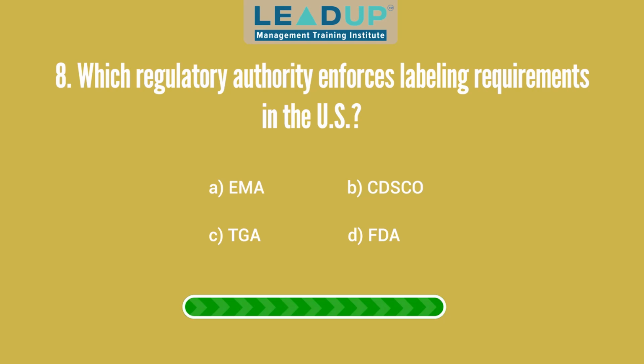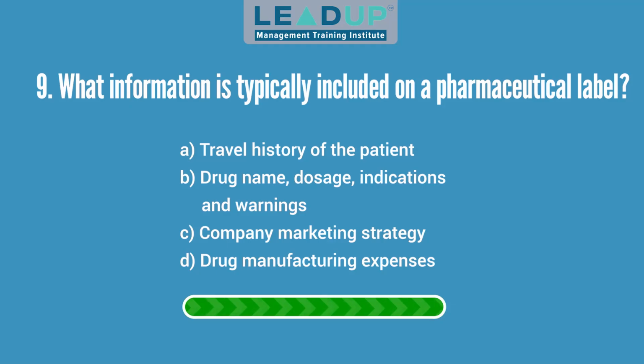A. EMA, B. CDSCO, C. TGA, and D. FDA. Answer. FDA. Question 9. What information is typically included on a pharmaceutical label? A. Travel history of the patient, B. Drug name, dosage, indications and warnings, C.